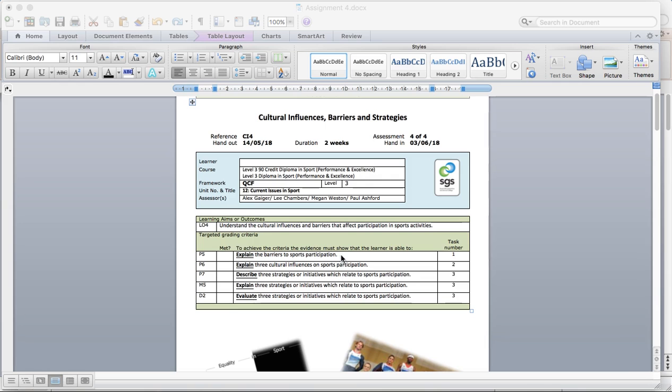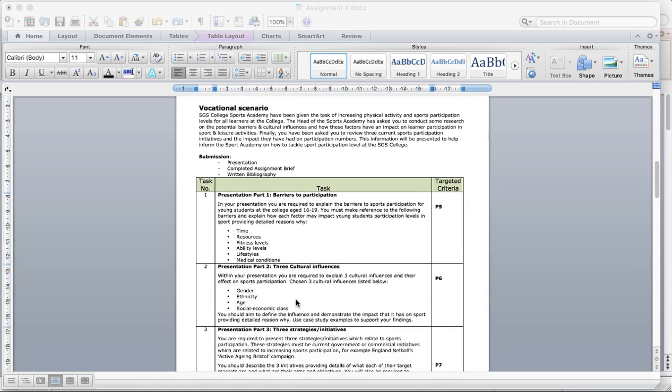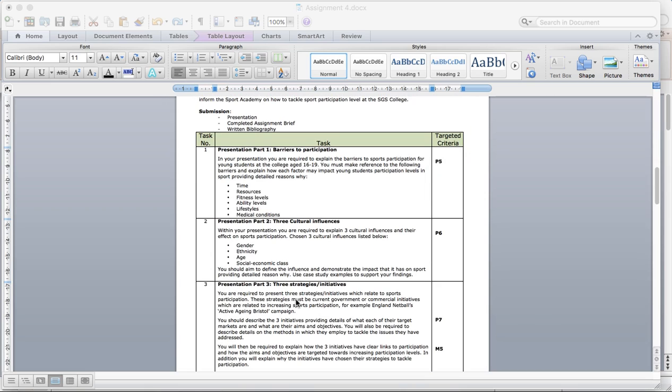So it's explain the barriers to sports participation, explain 3 cultural influences on sports participation, and then you describe 3 strategies, explain 3 strategies, and evaluate those 3 strategies. And I'll talk to you about that in a bit more detail. What it asks for is you to create a presentation. So part 1 of your presentation will address the barriers.